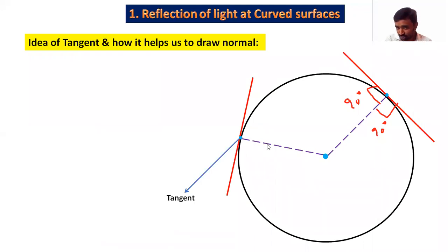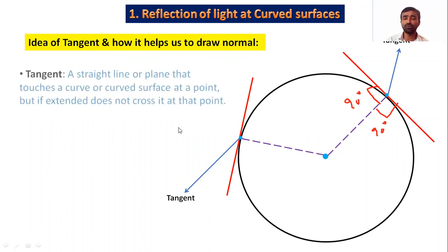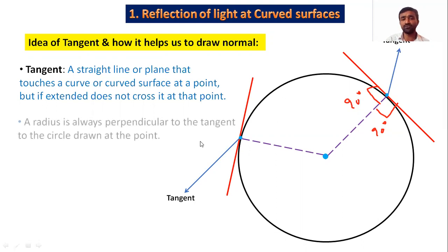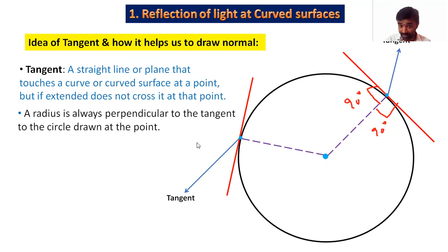So how is this dotted line with the tangent? Perpendicular at this point. So this line at this point, we can call it the normal, right? This is what we call the normal for the curved surface. A tangent is a straight line drawn on a plane that touches the curve only at one point. If you extend it any length, it never meets the curve again. So the radius is always perpendicular to the tangent line to the circle.